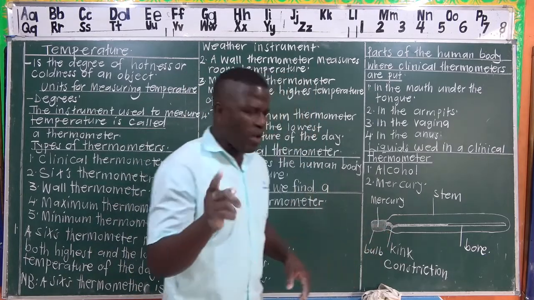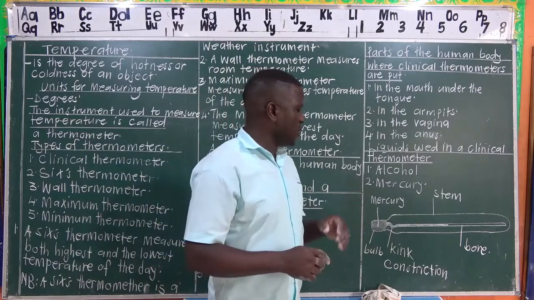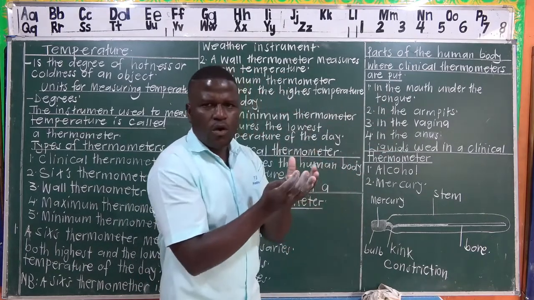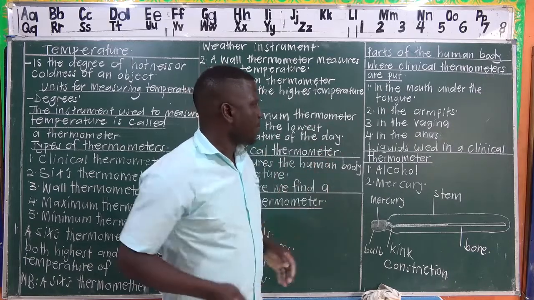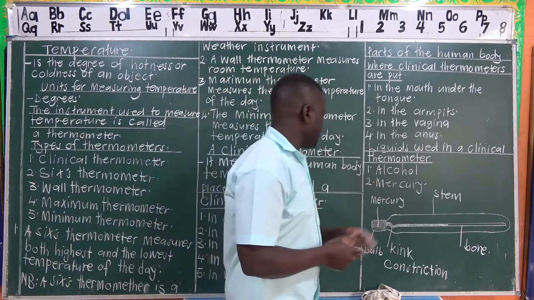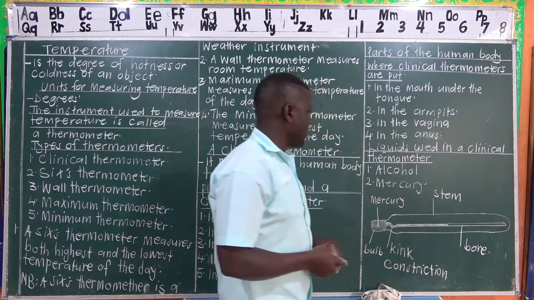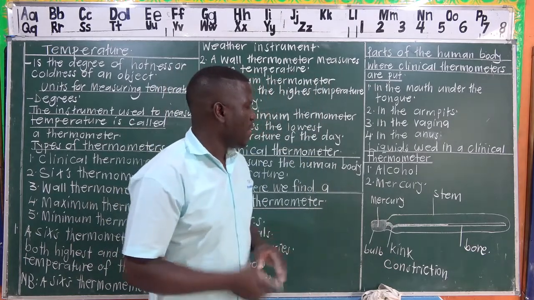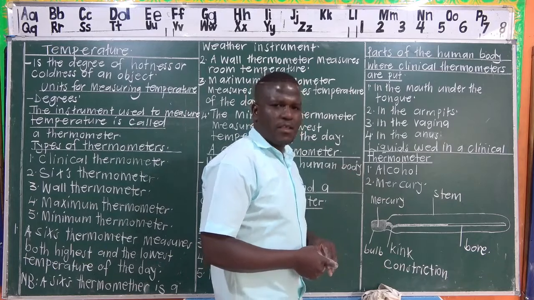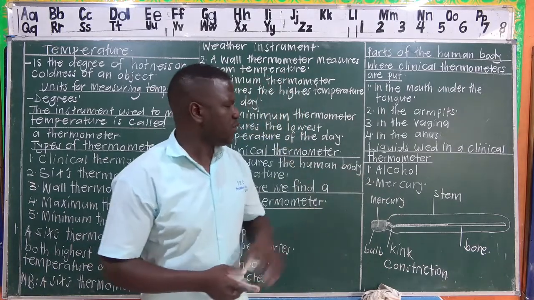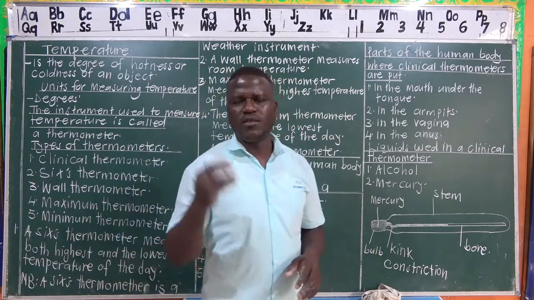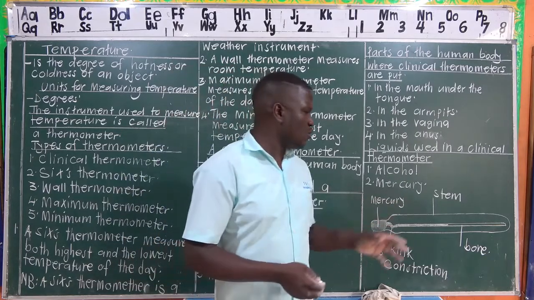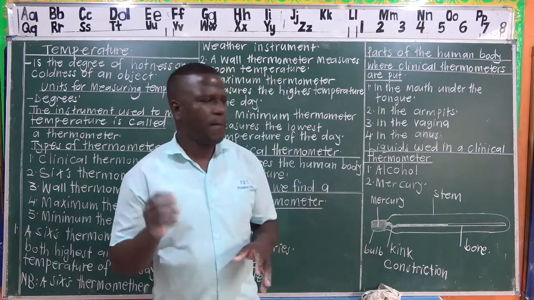The major reason why we put the clinical thermometer in these parts that we have mentioned is that these parts cover the whole bulb. Then we have two liquids that are used in the clinical thermometer: alcohol and mercury. Some clinical thermometers use alcohol, and some use mercury. We shall look at reasons why some people prefer using alcohol while others prefer using mercury.